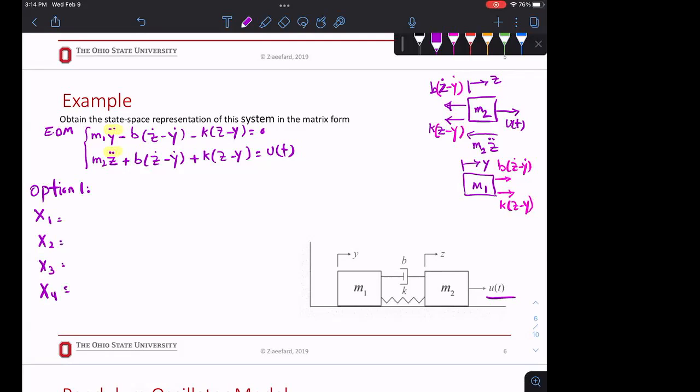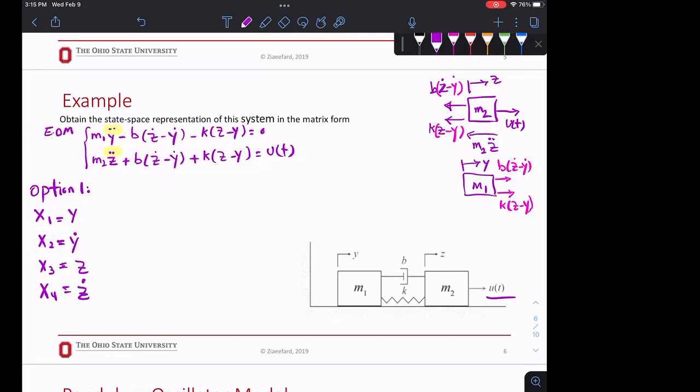This means that my state variables are going to be x1, x2, x3, x4, right? Four things. I'm going to call x1 y, x2 y dot, x3 z, and x4 z dot. Do we understand why I did the change of variable like that? If not, ask a question, I'll explain it right now.